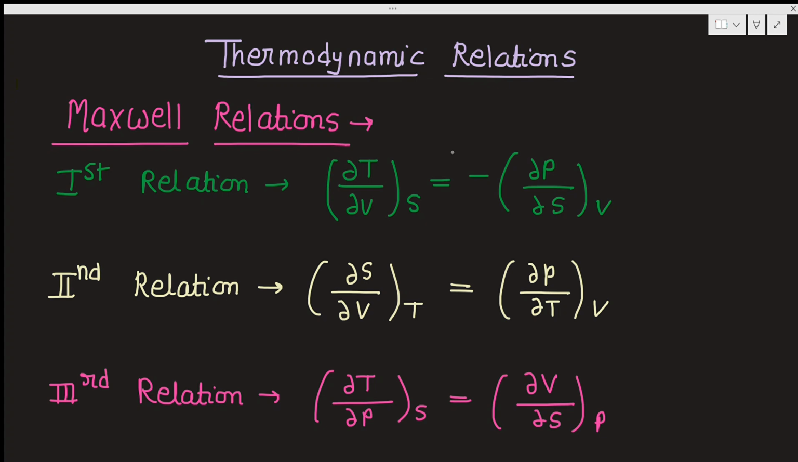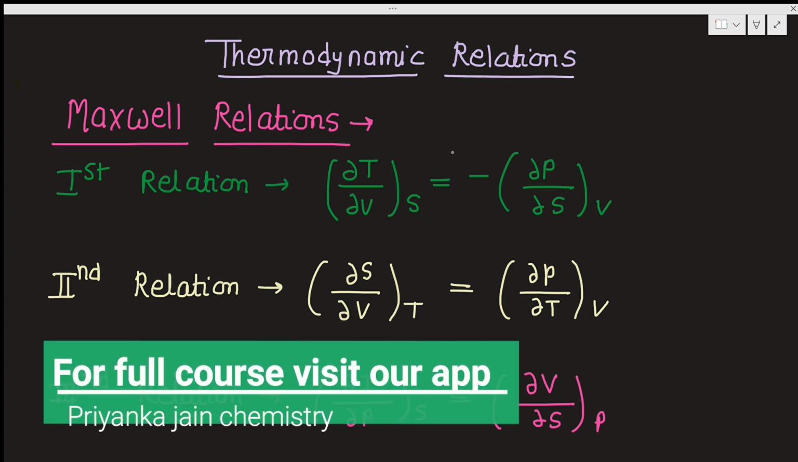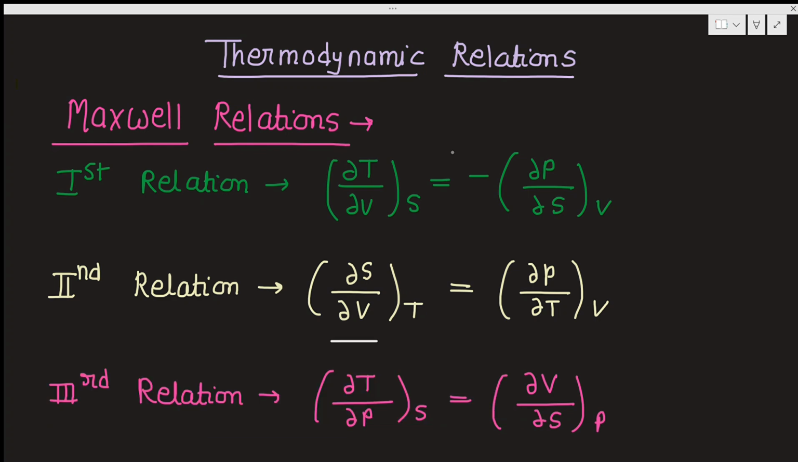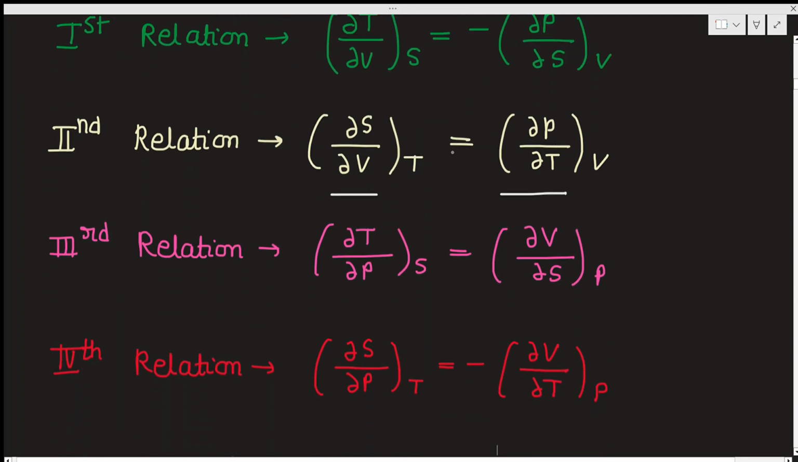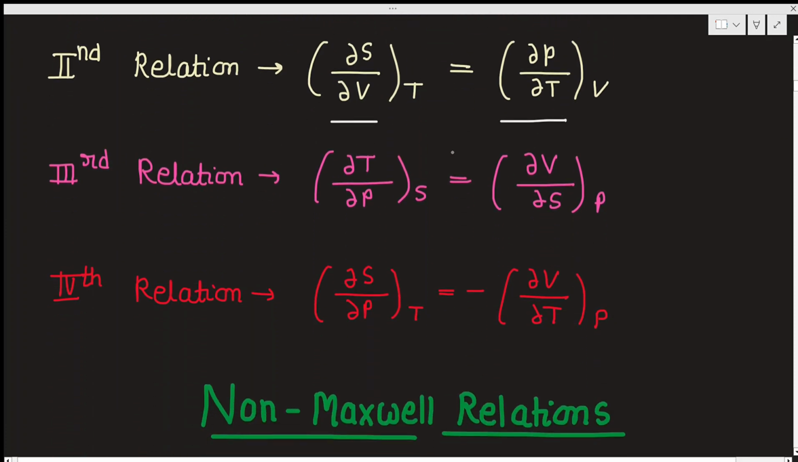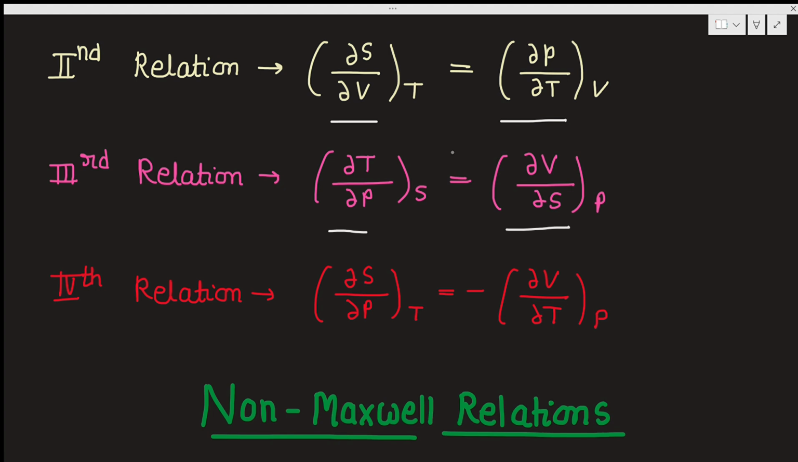So here is the first relation: del T upon del V at constant S is equal to minus del P upon del S at constant V. Second relation is del S upon del V at constant T is equal to del P upon del T at constant V. Third relation is del T upon del P at constant S is equal to del V upon del S at constant P. And fourth relation is del S upon del P at constant T is equal to minus del V upon del T at constant P. So these are the Maxwell relationships.